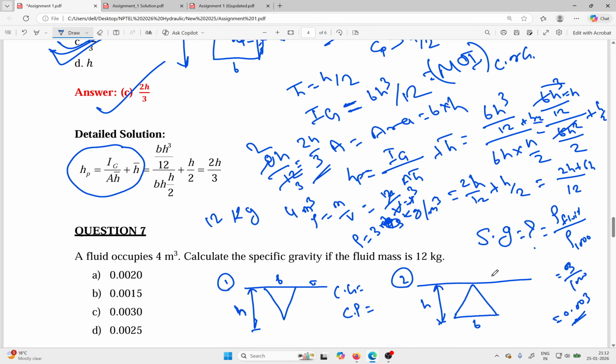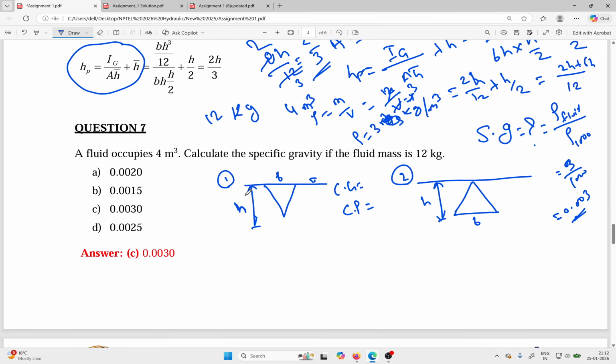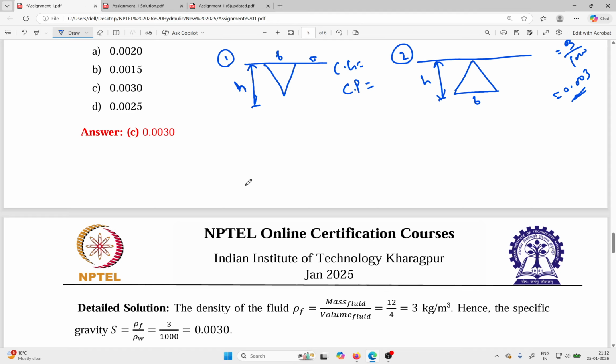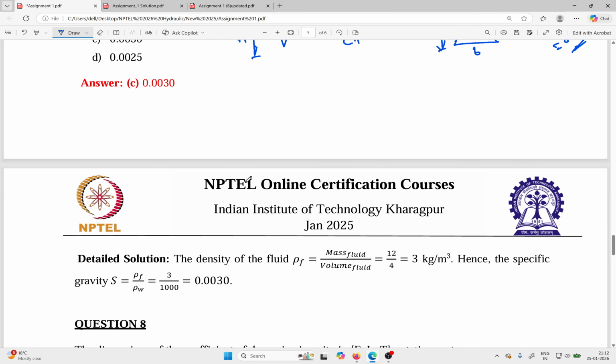Remember. Next question. So the detailed solution is given here. The density is mass by volume of the fluid, so 3, and hence the specific gravity is the density of fluid divided by the density of water, that is 3 by 1000, 0.003. Next question.